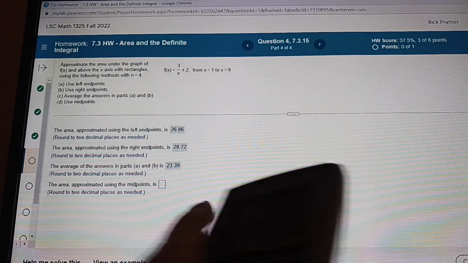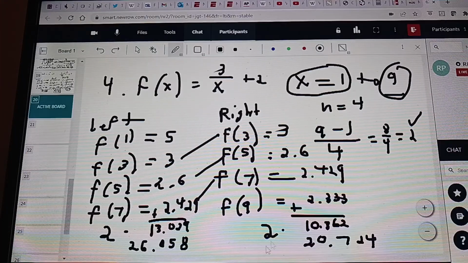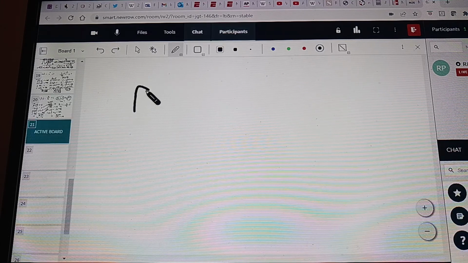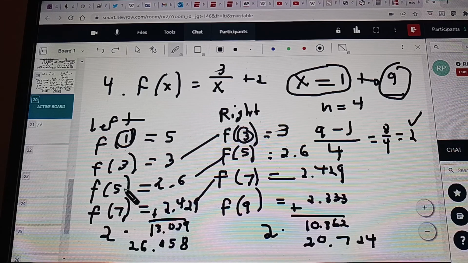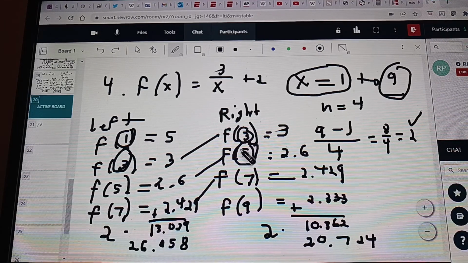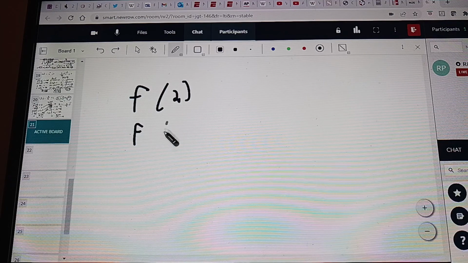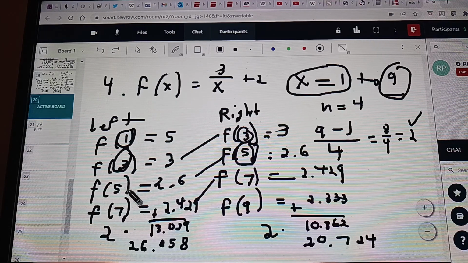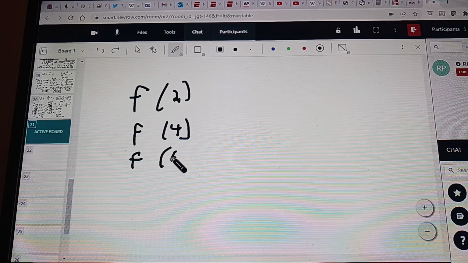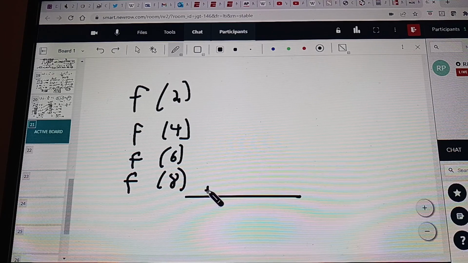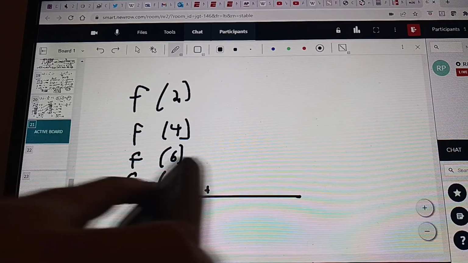And then if we do midpoints, this time the midpoints won't be so bad because the midpoint just means what's halfway between 1 and 3. Halfway between 1 and 3 is 2. Halfway between 3 and 5 is 4. Halfway between 5 and 7 is 6. Halfway between 7 and 9 is 8. So I need f of 2, f of 4, f of 6, and f of 8. Once you add these up, then you'll multiply these by 2 as well to get the midpoint estimation.